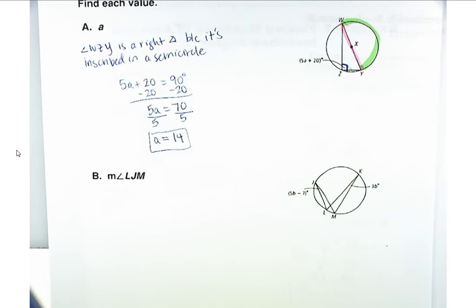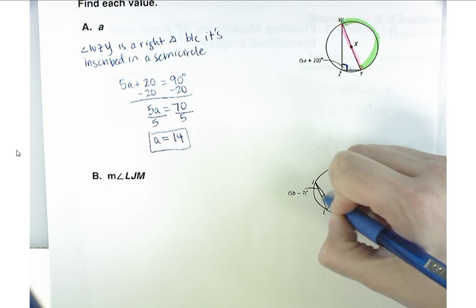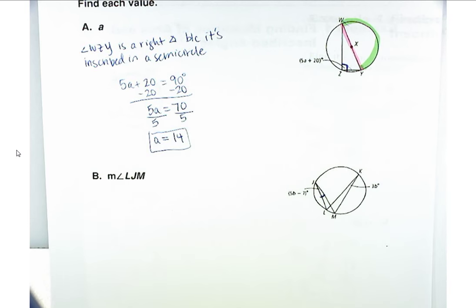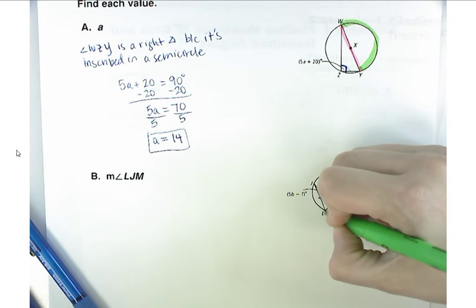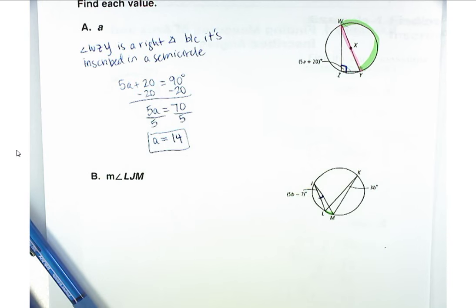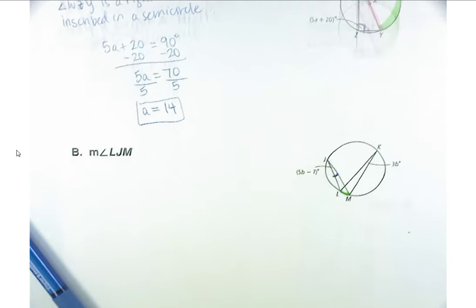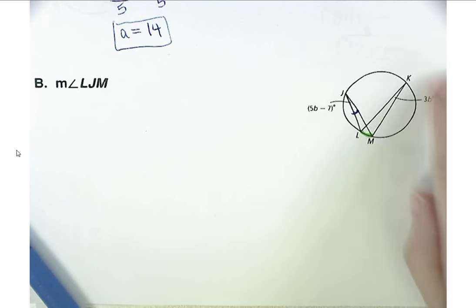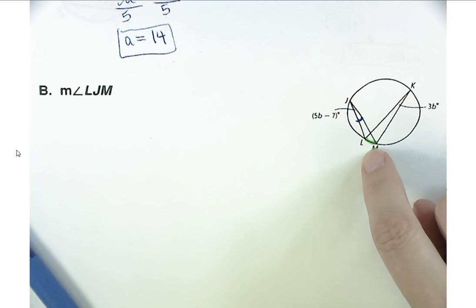All right, and then for part B, we're trying to find the angle LJM. So LJM, which is this little angle right here. Okay, so if we're trying to find that angle, what we're trying to find is this arc. Okay, so we're trying to find the arc LM. Now, do you notice anything else about this arc here?